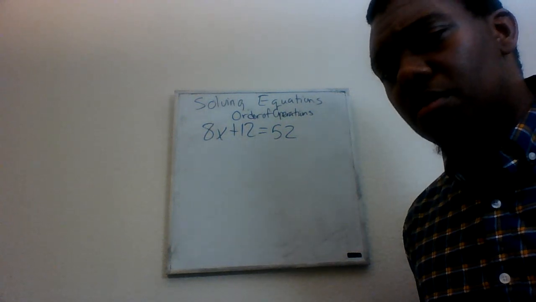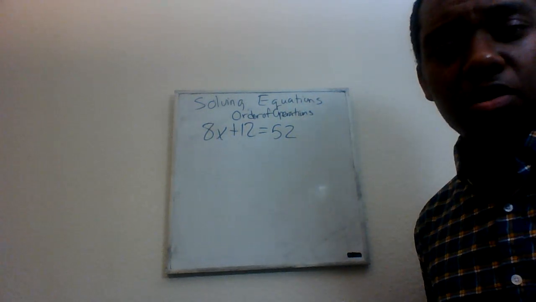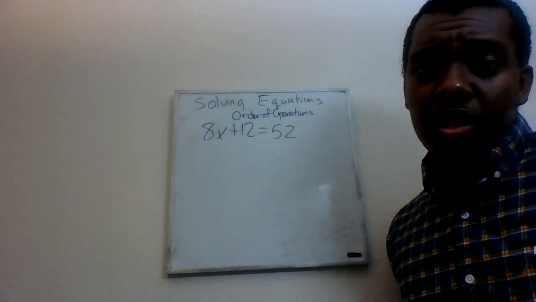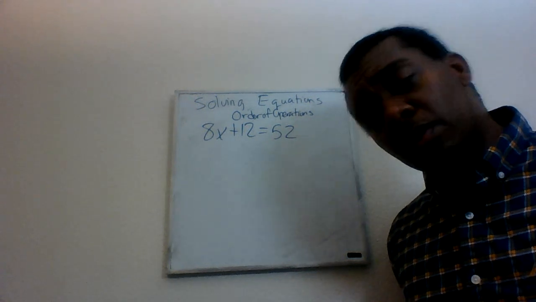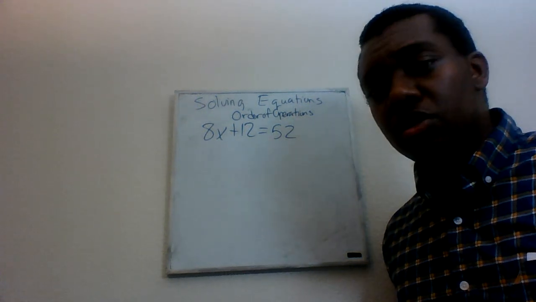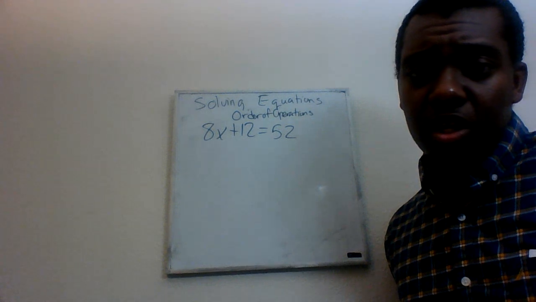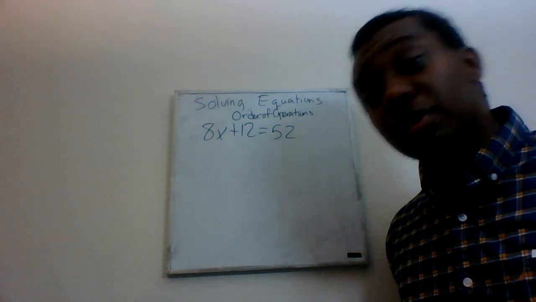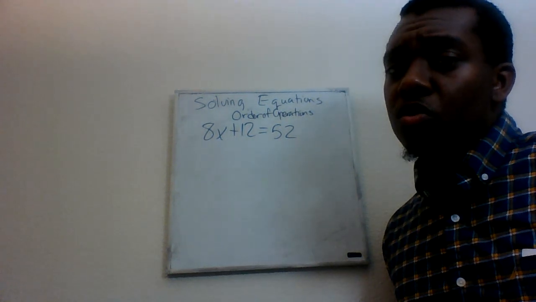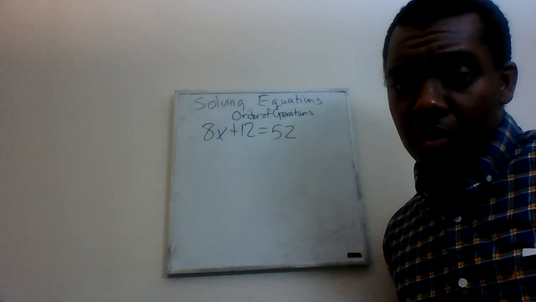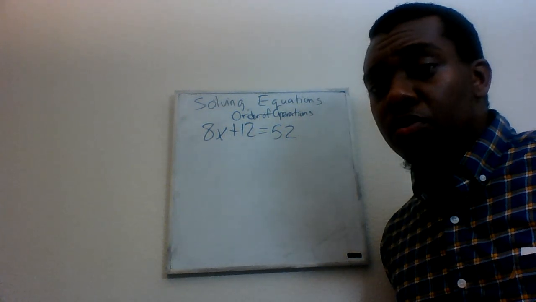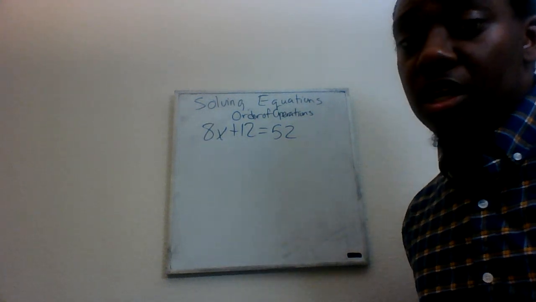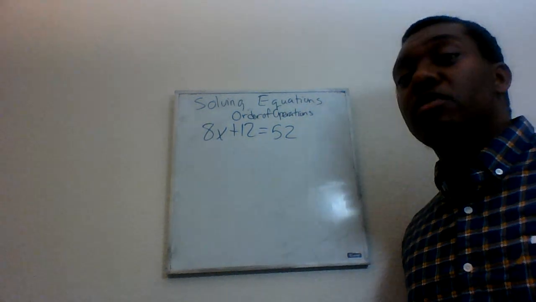Now, remember, every time we've solved an equation so far, we did an inverse operation in order to do so. When it came to addition, we did subtraction to undo the addition. When it came to subtraction, we did addition to undo the subtraction. When it came to multiplication, we did division to undo the multiplication. When it came to division, we did multiplication to undo the division. When it came to taking a root, we raised it to a power in order to undo the root. When it came to raising to a power, we took a root in order to undo raising it to a power. That is a mouthful to say.